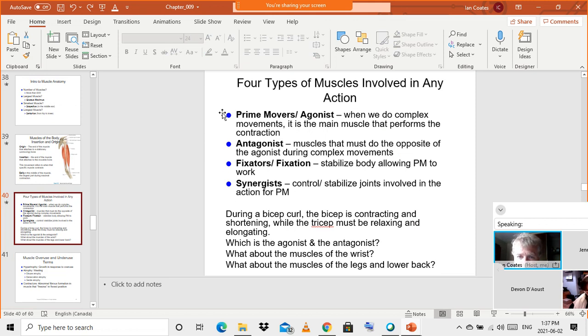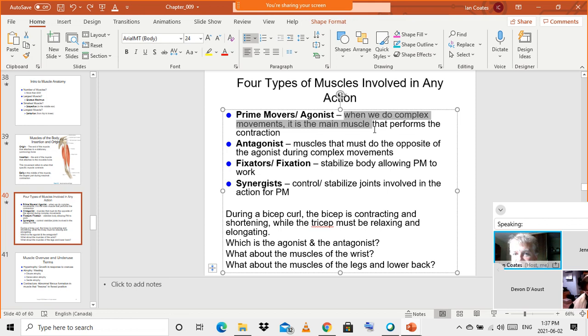More words here. Prime movers, also called an agonist. When we do complex movements, it's the main muscle that performs the contraction. Now, what am I talking about there? Well, when you walk, there's a whole bunch of muscles, man, that are working. And it ain't just your legs. Your arms are moving. Your back is moving. You're moving muscles, but then there's also stationary muscles.